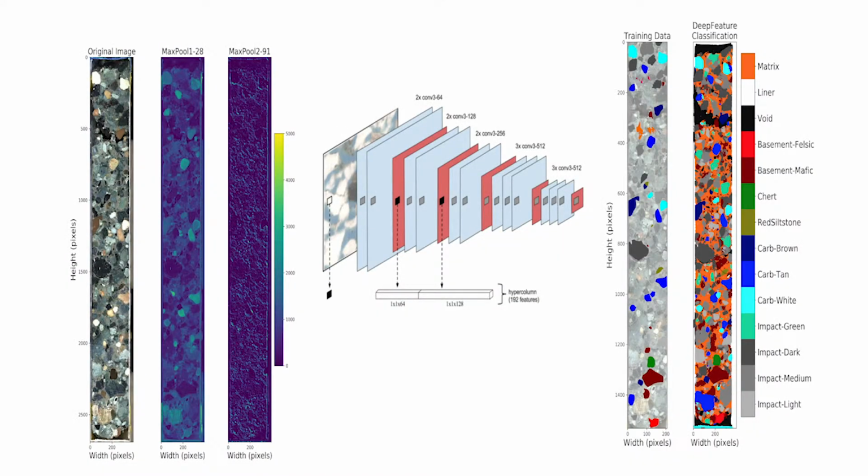This is an interesting section from the Suevite region of the Chicxulub core, and we have a bunch of different clasts of different types of rock material embedded in a melt matrix. A geoscientist has manually labeled a certain number of these clasts, and a deep learning approach has used this as training data to be able to classify the entire section.